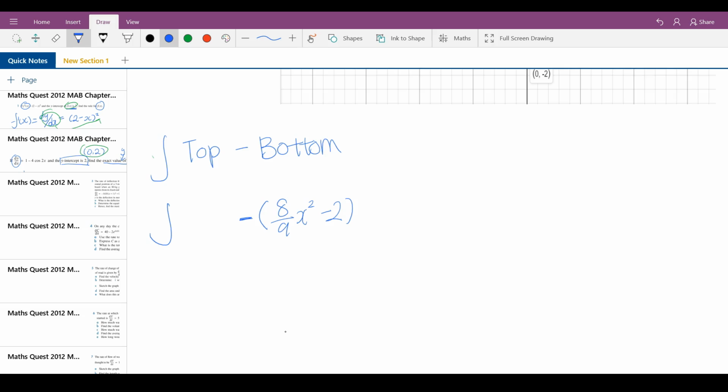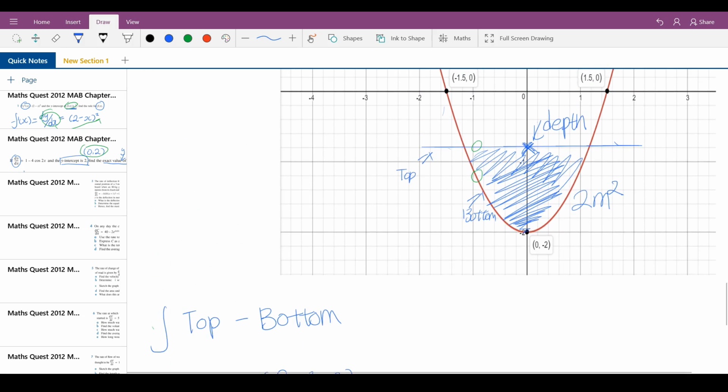Now the top one. This is the tricky part. Okay, how do you find the function of the top one? Well, we know that the top one is the depth, right? So the depth is equal to a certain y value. Can you see? It's a certain y value on the graph. So this is equal to y. We don't know what, but it's a y value.